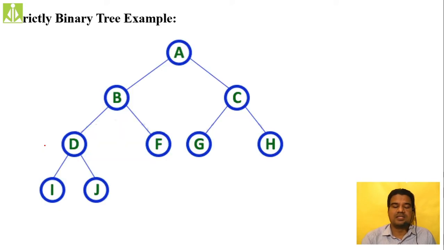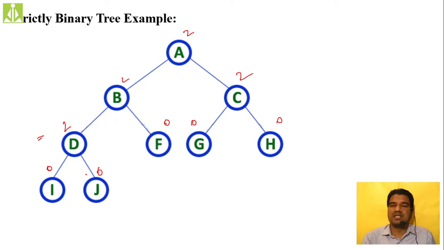You can see this example over here. A has 2 children. B has 2 children. C has 2 children. G has 0, F has 0, and H has 0. Then D has 2, 0, 0. All nodes have either 0 or 2 children. There is no concept of having 1, or more than 2 children. Hopefully you understood this.